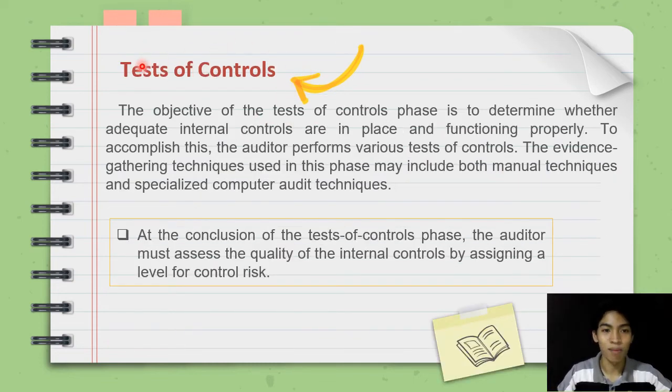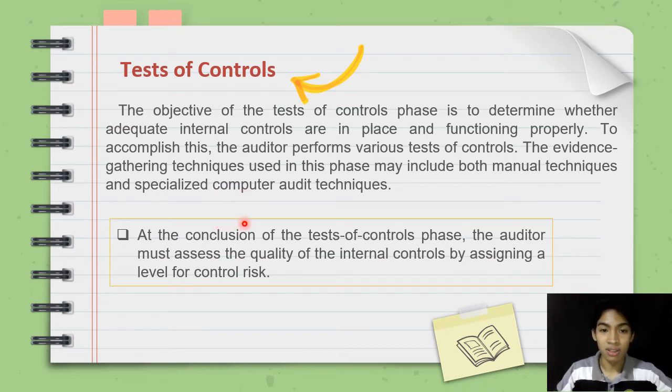For the second step, we have the tests of controls. Now, the objective of the test of controls phase is to determine whether adequate internal controls are in place and functioning properly. To accomplish this, the auditor performs various tests of controls. The evidence gathering techniques used in this phase may include both manual techniques and specialized computer audit techniques.